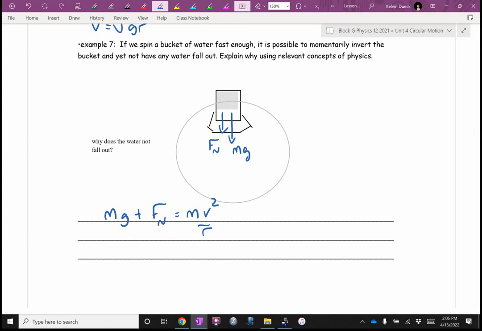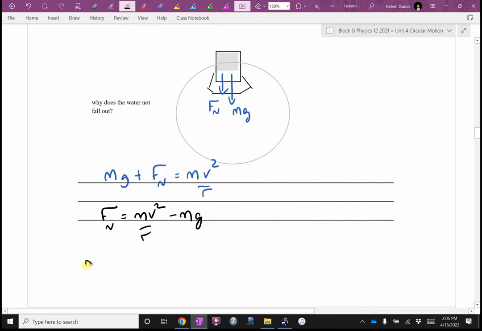What's the minimum safe speed when the normal force equals zero? I get the square root of... Let's see, how do I want to do this? I'm going to get the normal force by itself. As long as there is a normal force, we stay dry. So, as long as mv squared over r is bigger than mg, we stay dry.